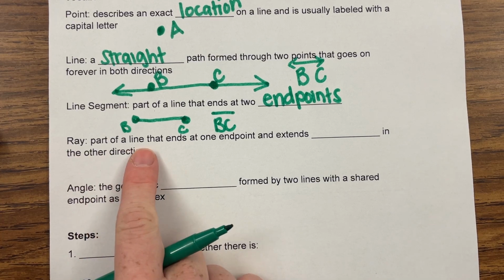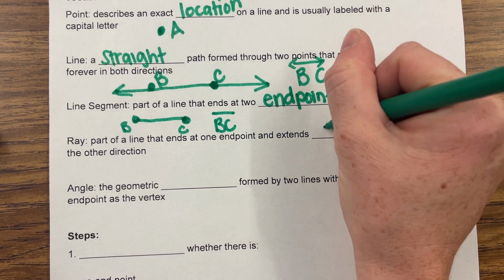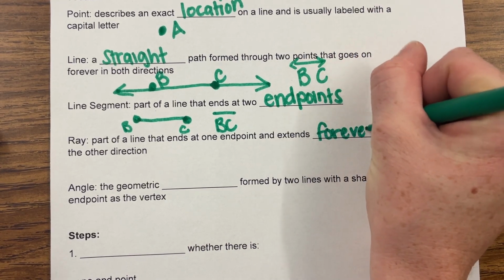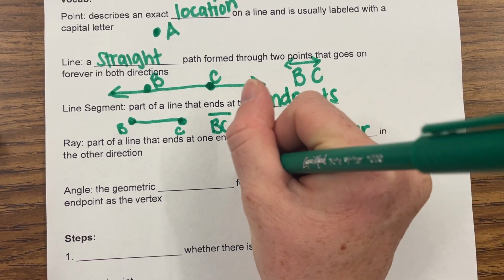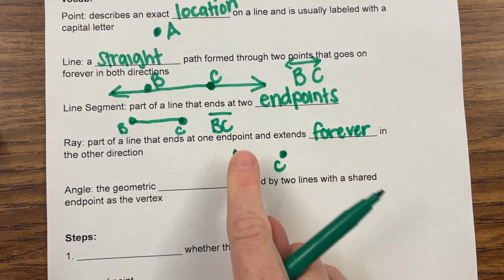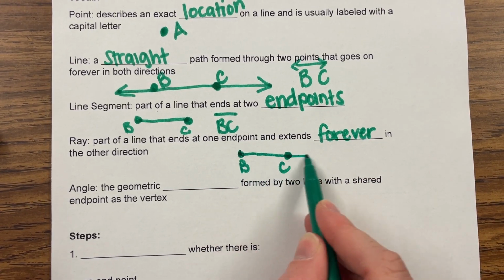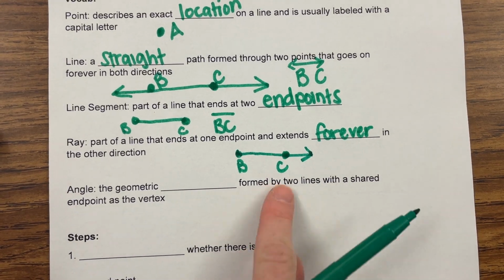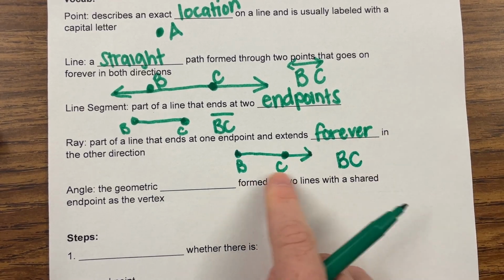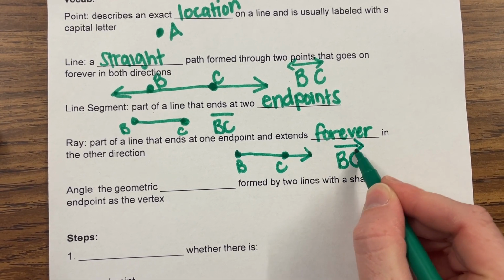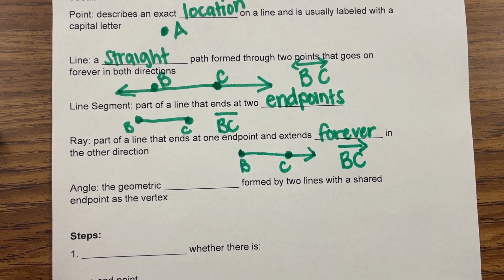A ray is a part of a line that ends at one endpoint and extends forever in the other direction. So if I had BC this time, this is going to be my endpoint, and this is going to be the side that extends forever. So it's going to go past C with an arrow. That is a ray, and we label a ray as BC because of the 2 points, and then an arrow extending the direction that the line extends.